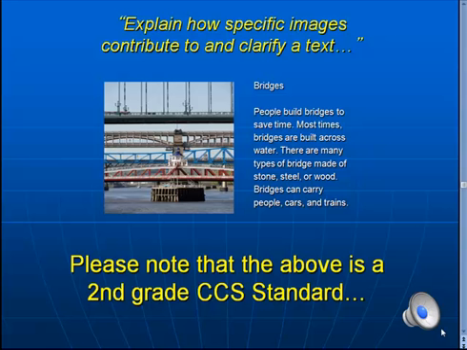Now, I'd like to point out that this standard is actually a second-grade informational text Common Core state standard. Of course, as students progress through middle and then late elementary school and then middle school and high school, the complexity of texts and tasks will increase considerably.